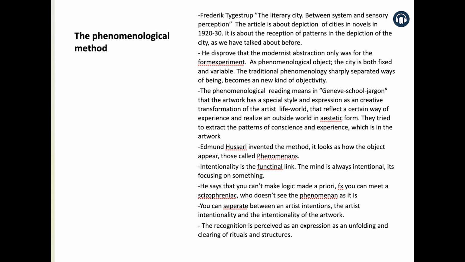And now we're going to back up on some of the pictures with some more theory. The phenomenological method. From Duchamp, The Literary City Between System and Sensory Perception. The article is about the depiction of cities in novels from 1920 to 30, and it's about the reception of patterns in the depiction of the city, as we have talked about before. He disproved that modernist abstraction was only a form experiment. As a phenomenological object, the city is both fixed and variable.